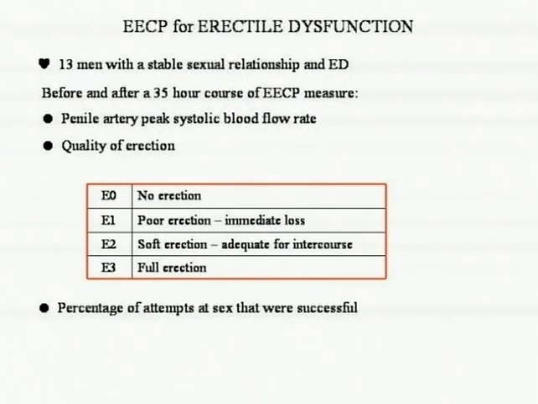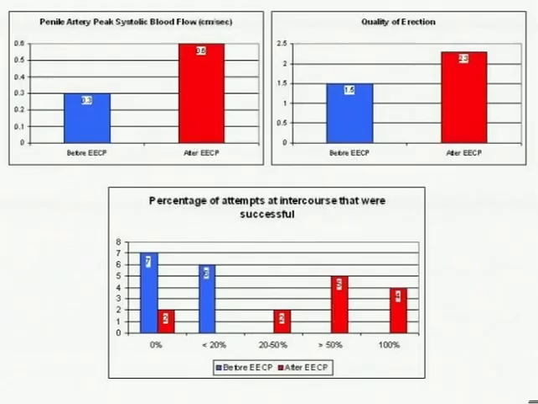13 men without coronary disease, with a stable sexual relationship and erectile dysfunction, you treat them with 35 hours of ECP. Before and after, you look at penile artery peak systolic blood flow with a Doppler probe, quality of erection on a 4-point scale, and of more relevance, percentage of attempts at intercourse that were successful.